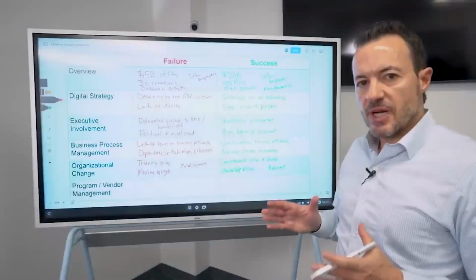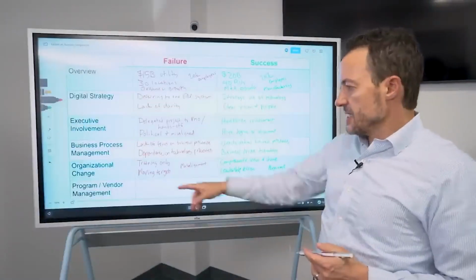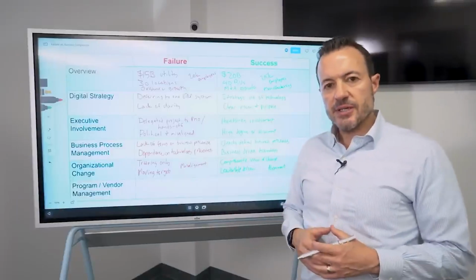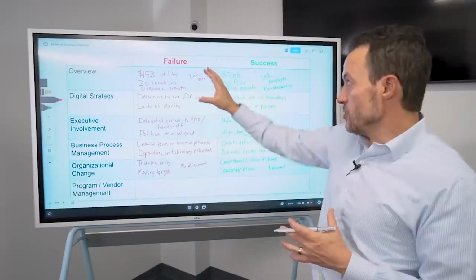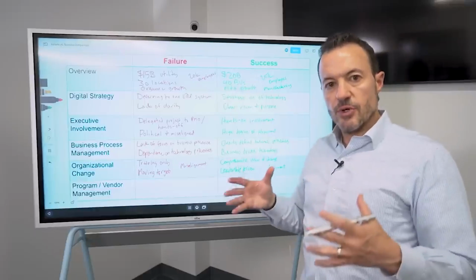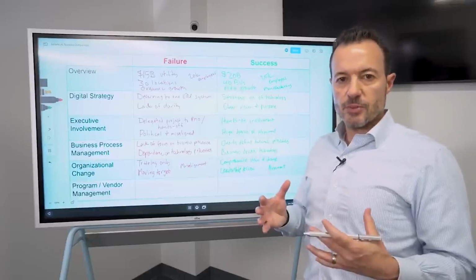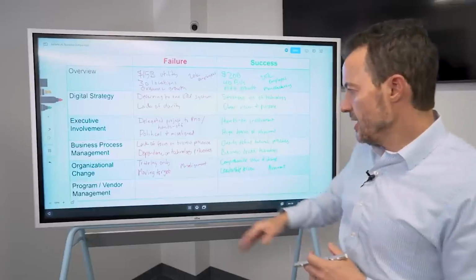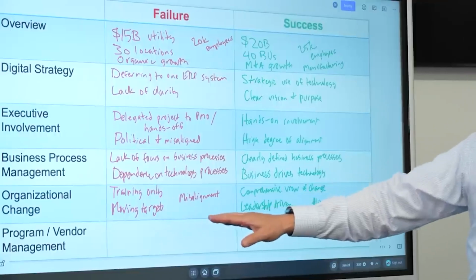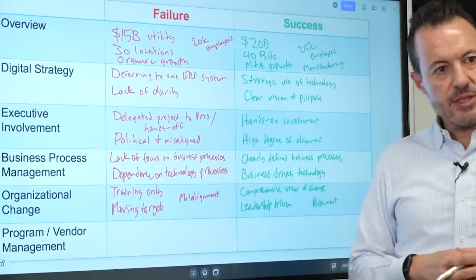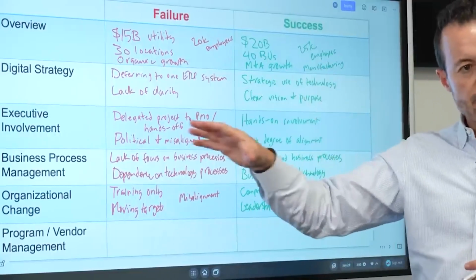So one of the biggest contrasts between these two organizations is on the program and vendor management side. In other words, how each of these two organizations took ownership of the overall project and how they managed the overall project. Those are two very different scenarios. This organization, the failed organization, took sort of that outsourced mentality that they were going to let the vendors drive the project for them.